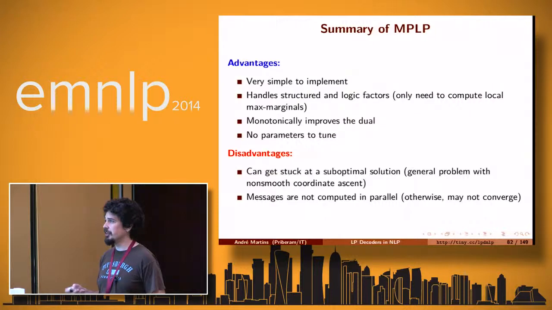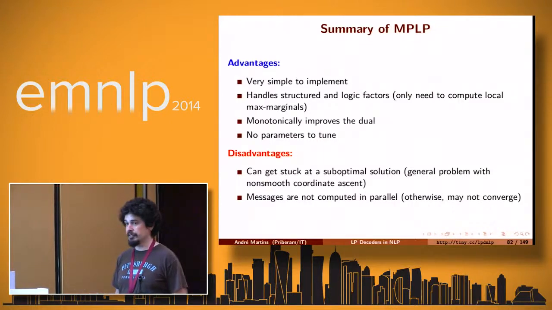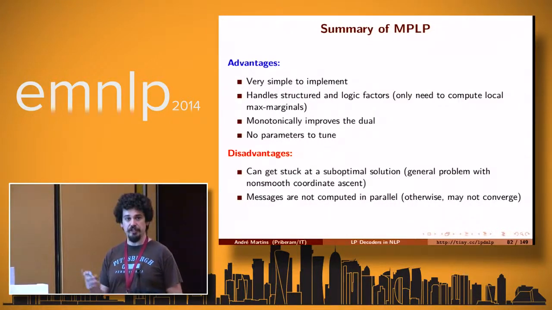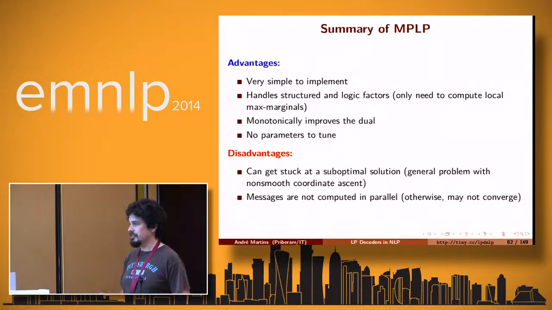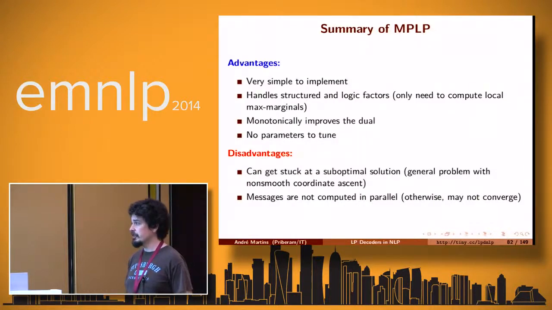So it handles structured and logic factors. We now have this guarantee that this improves the dual monotonically. There are no parameters to tune. The only thing that is involved in the message computation is the degree of the factor, so there are no edge appearance probabilities or anything like that. The disadvantage is that you can get stuck at a suboptimal solution. Sometimes this happens, and we are going to see some examples. And we cannot compute messages in parallel.